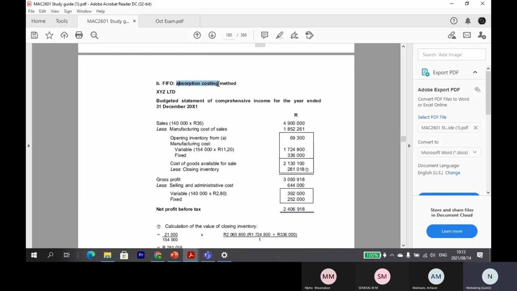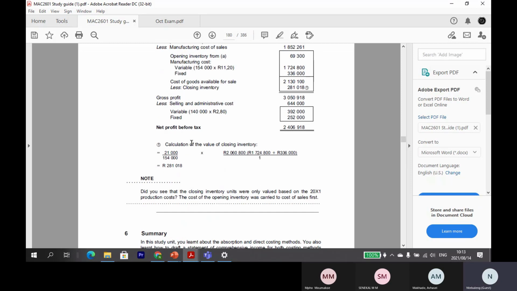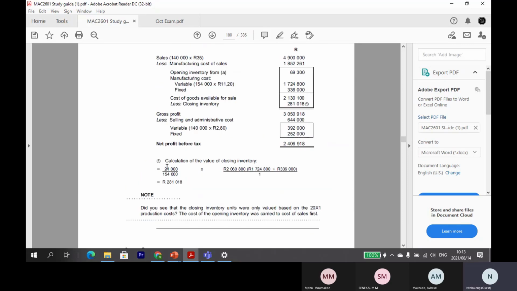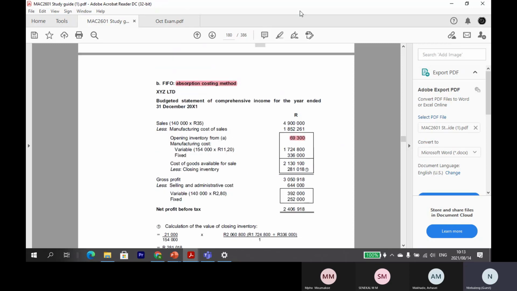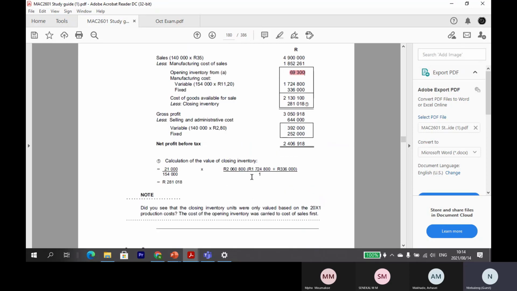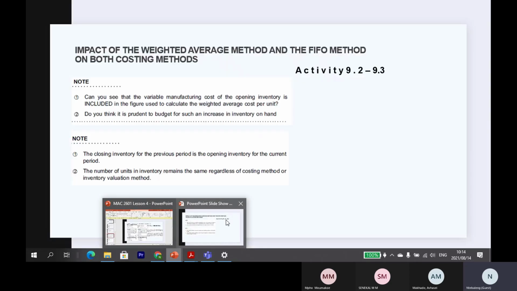And then under the absorption costing method, you have to apportion it. Why? Because now we have to take into account what? Your variable and your fixed. That's why you have to apportion it. Okay, and then your opening inventory is the same as how you did it under the weighted average. So the principle's the same, so just be aware of that. Are there any questions before I move on?